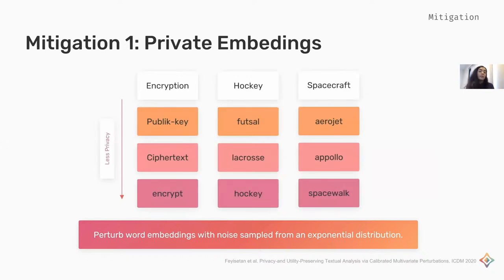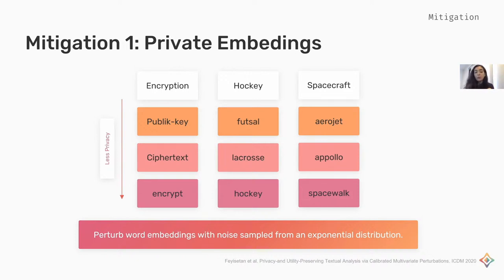For example, here you can see that for the words encryption, hockey, and spacecraft, the perturbed words that we get, if we want high privacy, are public key, futsal, aerojet. And for the lowest privacy, it's encrypt, hockey, spacewalk. So what we see is that the words for encryption are not something out of the domain. It's not like tennis ball. Or for hockey, it's like futsal, lacrosse. They're all sports. They're all from the same family.